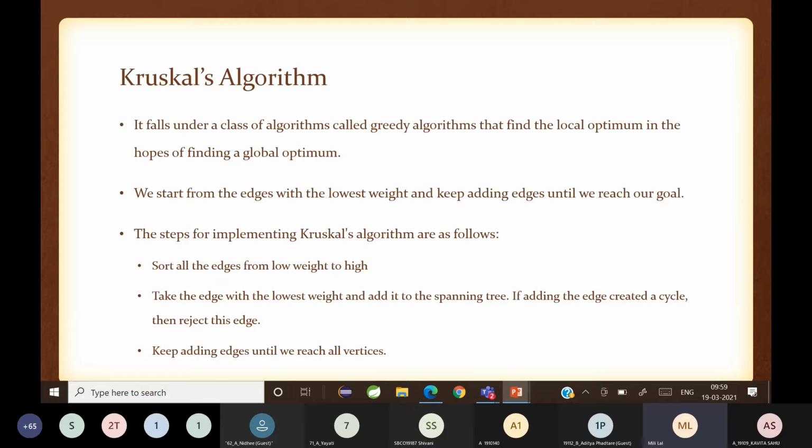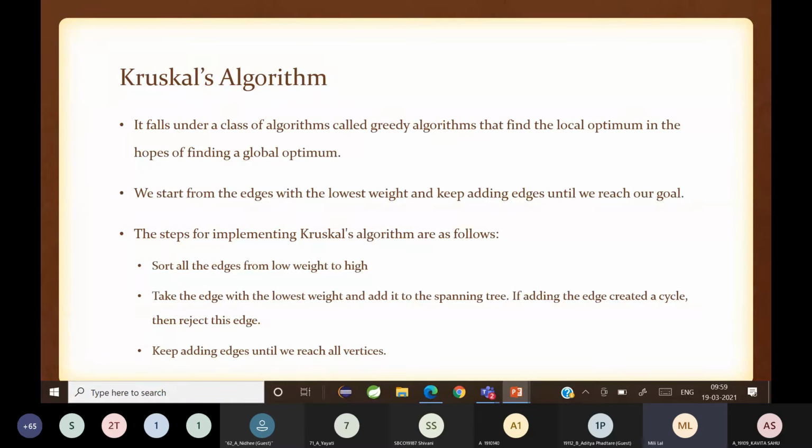Now, how do you perform this? The steps are given below. You sort all the edges from low weight to high. So that was not there in Prim's algorithm. You are not sorting the edges. So here we have to sort all the edges from low weight to high, and take the edge with the lowest weight and add it to the spanning tree. So after sorting, you select the lowest edge and add it to the spanning tree.